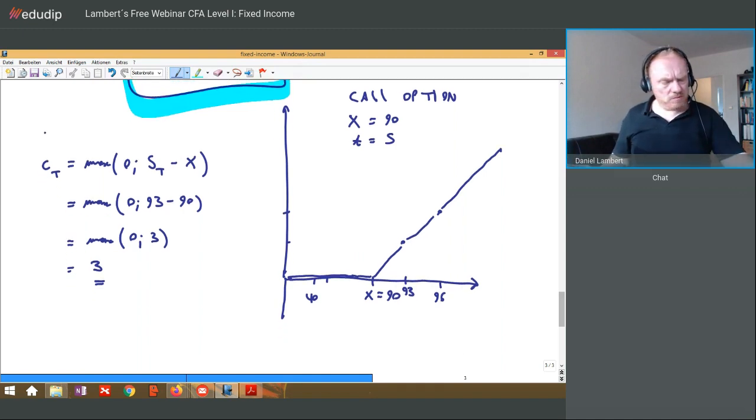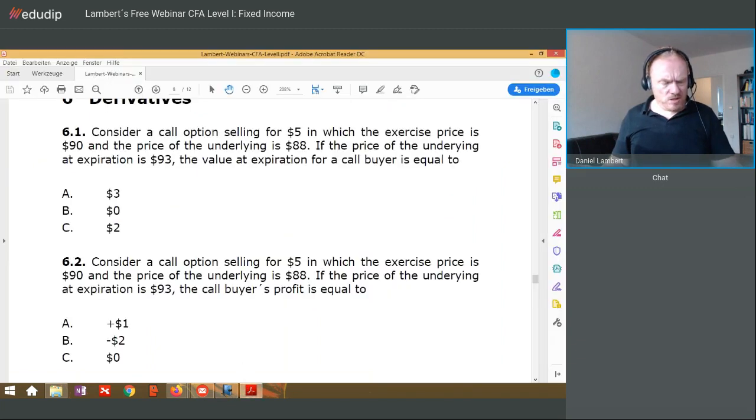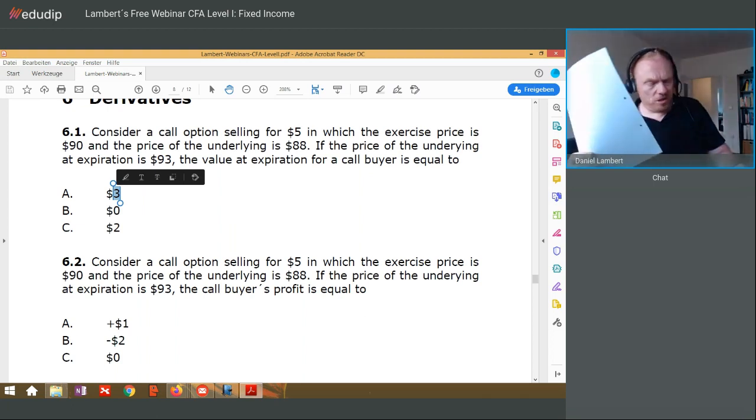So this was question number 1, and question number 1 is 3 or 0 or 2, and the answer is A, because here it's given to be 3. If there's any question, don't hesitate to just ask the question.